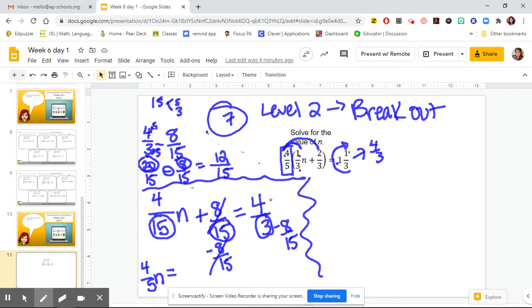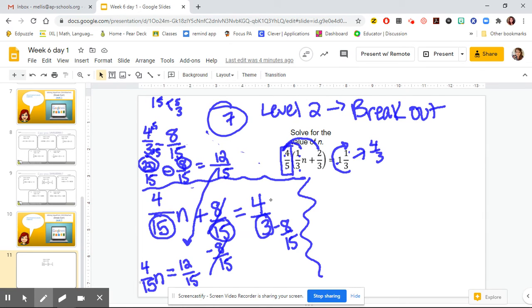So I can bring that down to have my equation, my equal equation. I forgot to carry that 15. So now I have 4/15 n equals 12/15. Oh, this is a lot of munchkins, right?